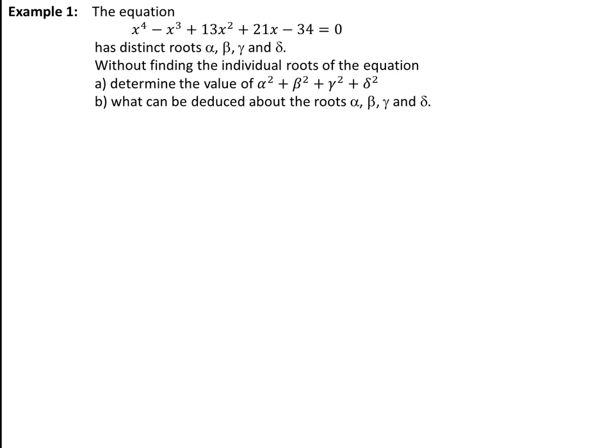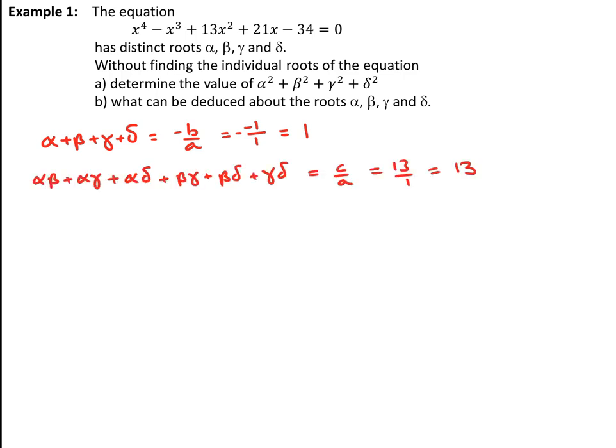Well, we can straight away start by writing down the results that we know about the roots. So, for instance, we know that alpha plus beta plus gamma plus delta must equal minus b upon a. So in this case here, we've got a equals 1, we've got b is minus 1, so we've got alpha plus beta plus gamma plus delta must be minus 1 divided by 1, which just gives me 1. We know that alpha beta plus alpha gamma plus alpha delta plus beta gamma plus beta delta plus gamma delta must equal c upon a, which is 13 divided by 1, so that gives me 13.